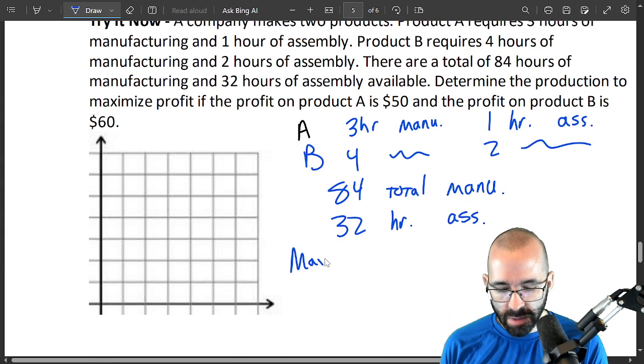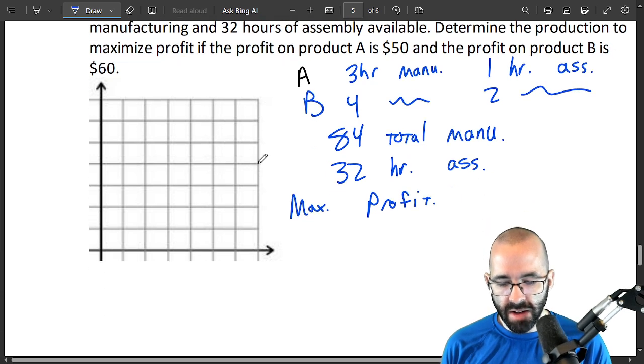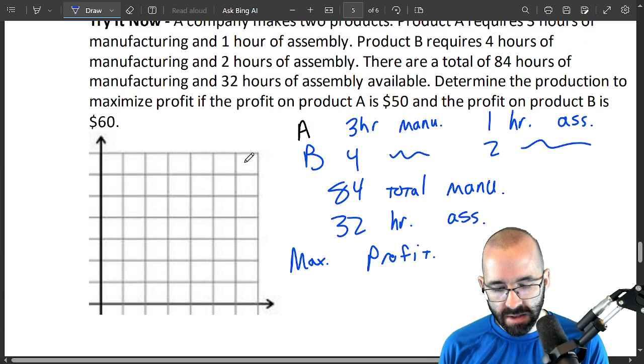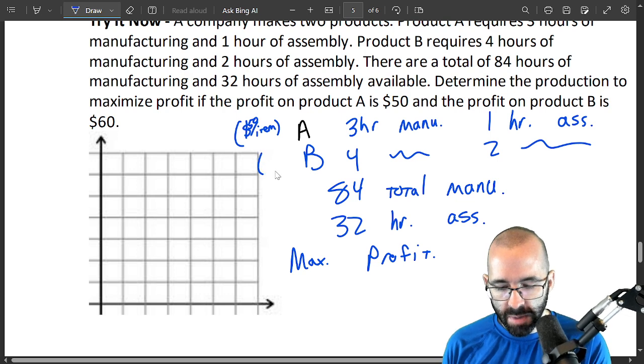All right, so determine the production to maximize profit. Okay, we want to maximize profit. If the profit on product A is $50 per item, and product B is $60 per item.